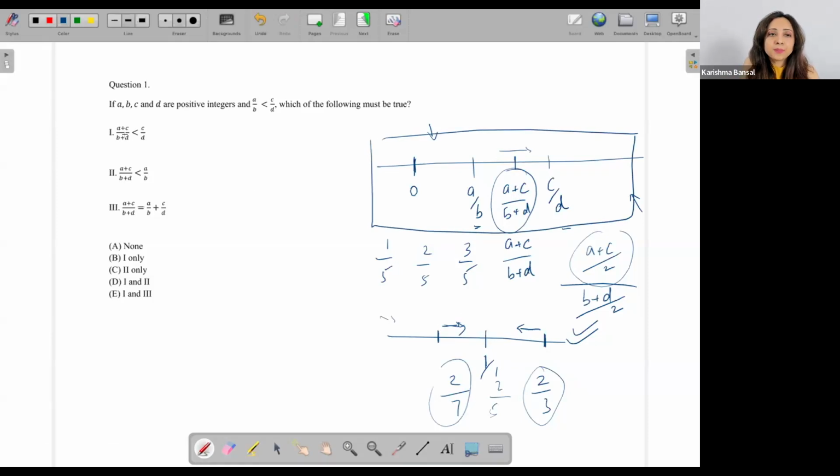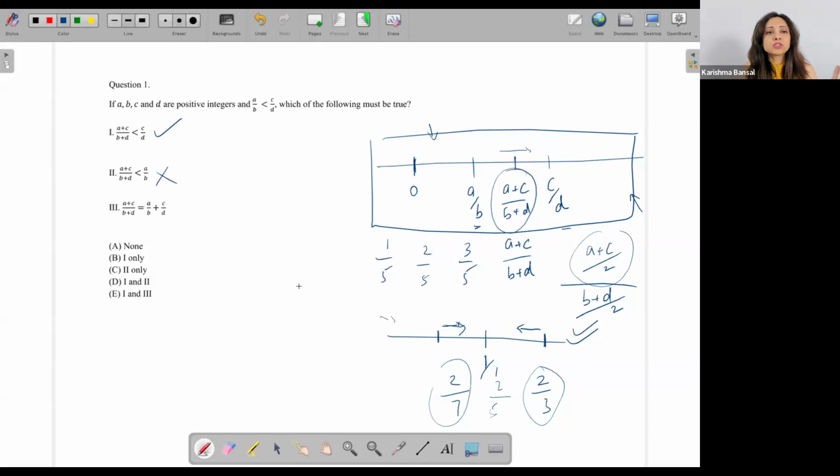Then a plus c upon b plus d is certainly going to be less than c by d. This I know is certainly going to be true. Then a plus c upon b plus d will be less than a by b. That is not correct, because this is going to be greater than a by b, right? It's going to move towards c by d. And a plus c upon b plus d is equal to a by b plus c by d.